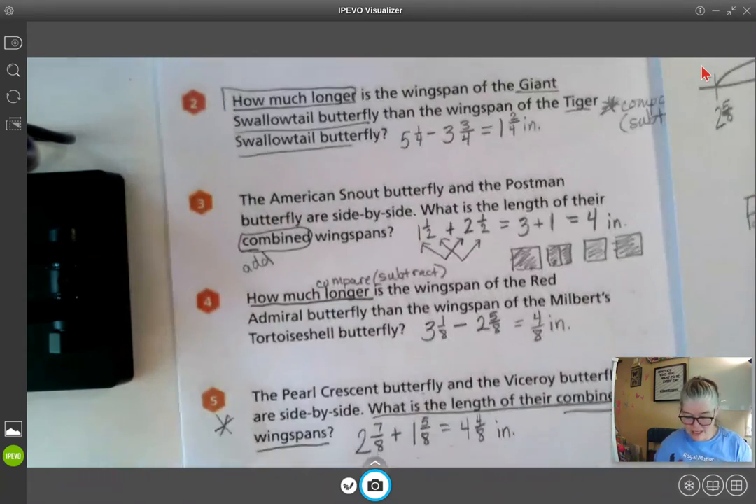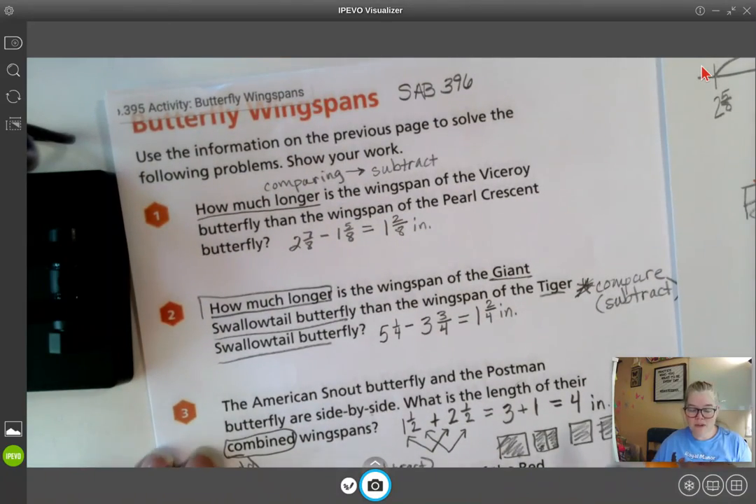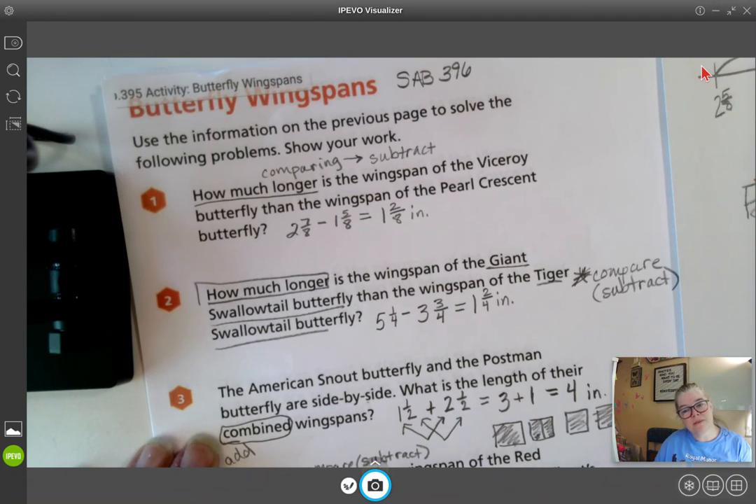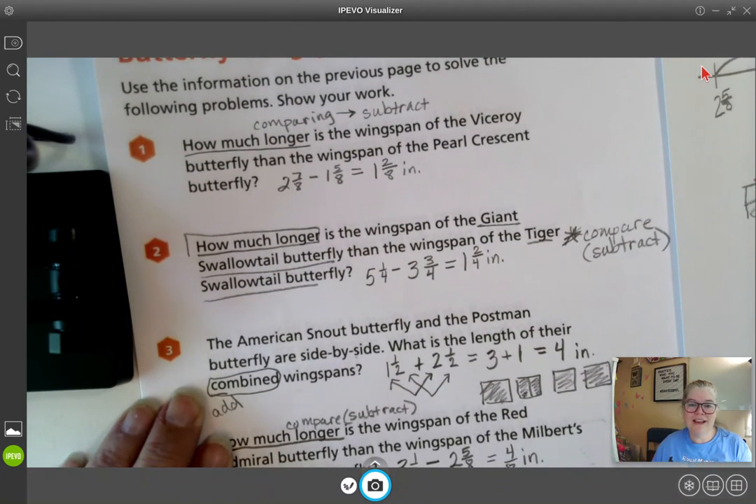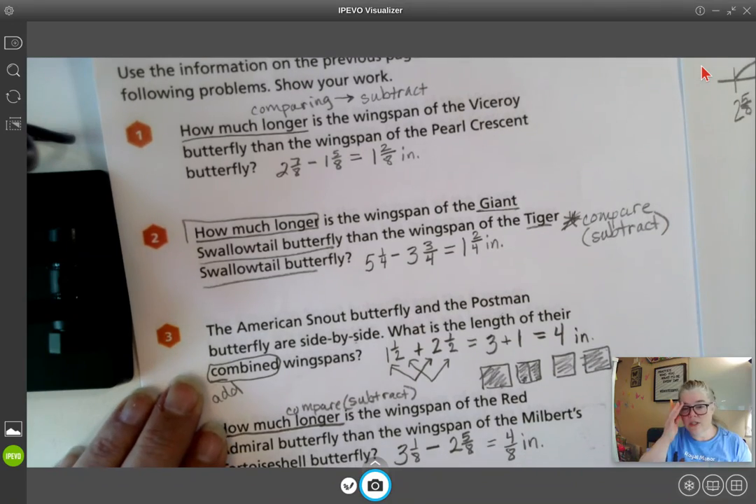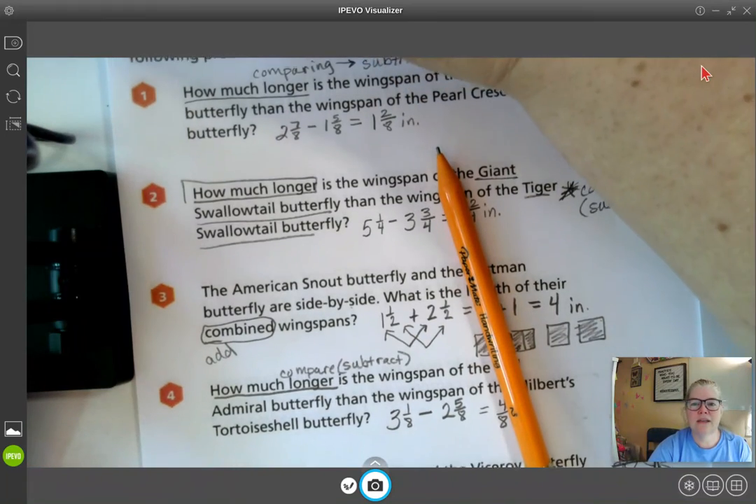All right, kiddos, that's how you do the problems on page 396 in your SAB. If you made mistakes on there, I hope you fixed your mistakes. If you weren't understanding why you were wrong, that means it's time to go check it out with your teacher. Let your teacher know you need a little bit more help. All right. Good job.